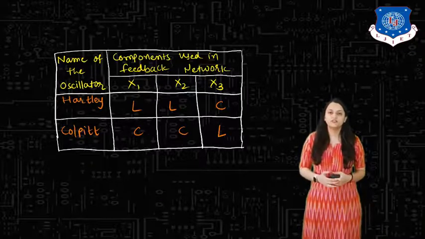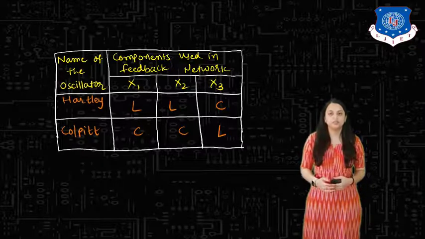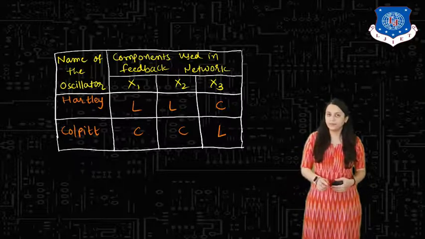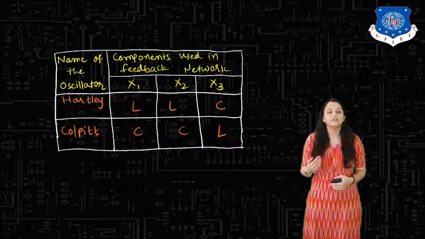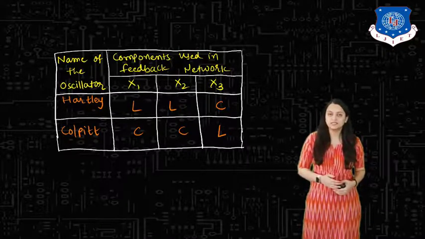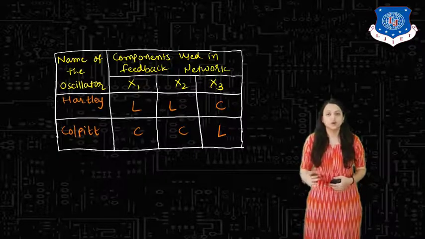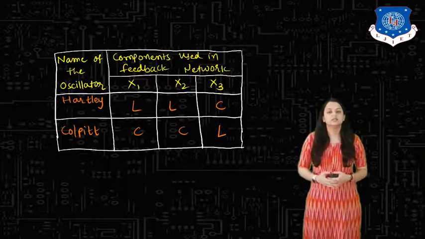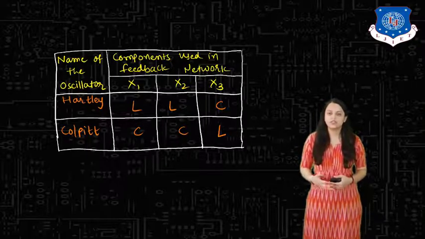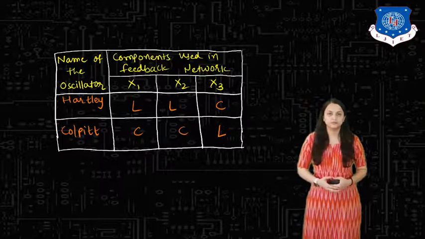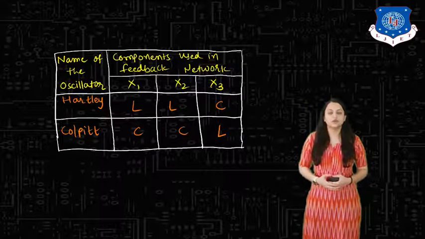So there is a difference between these two, Hartley and Colpitts. If two inductors and one capacitor are there, it will be called a Hartley oscillator. If two capacitors and one inductor are there, then we will call it a Colpitts oscillator. These components will be used in the feedback network based on which we are classifying this oscillator. Now let us understand each oscillator in detail.